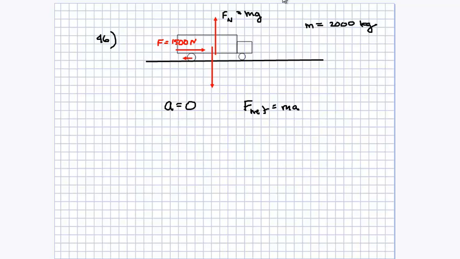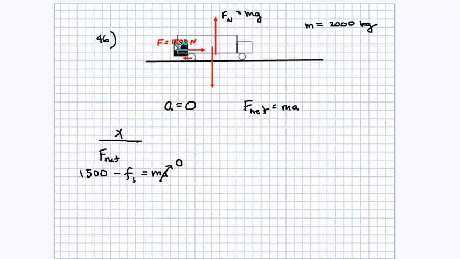Part C, what is the frictional force on the truck? Well, in the x direction, we only have two forces. We've got the 1500 Newton pushing force to the right, and then we've got an unknown friction force to the left, but again, it's not yet moving, so acceleration is 0, and so solve for your friction force. There you have it.